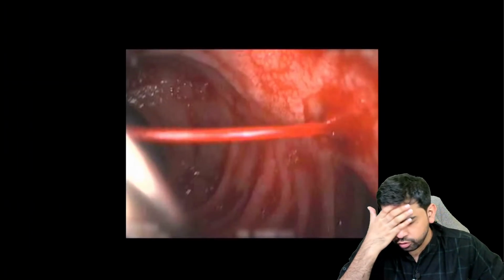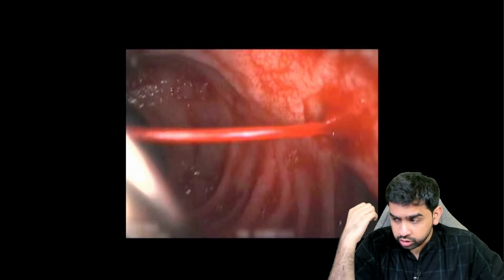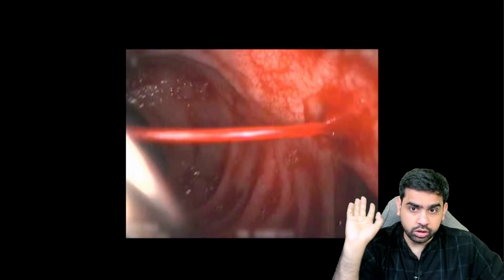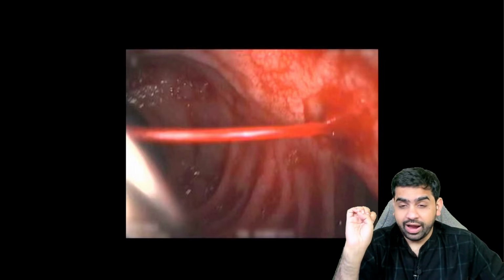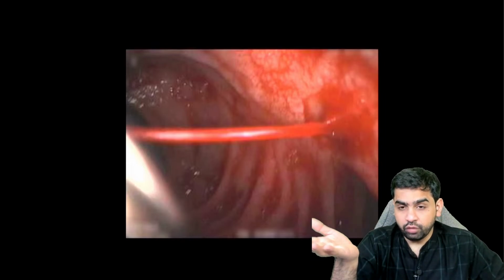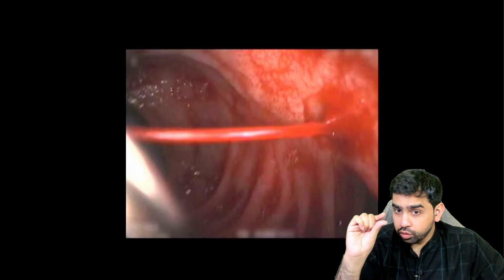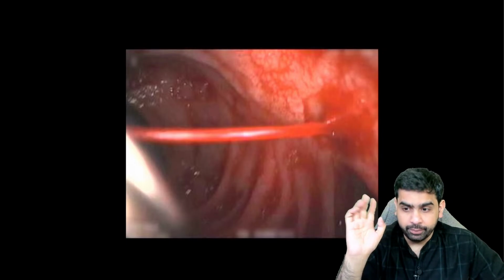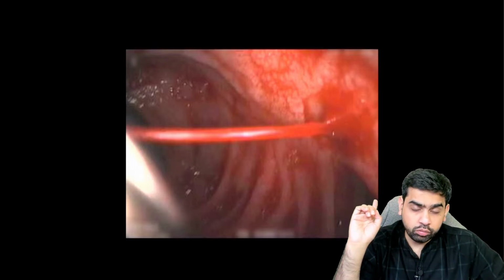Now I'll give you a clinical scenario. Very important. A patient presented with hematemesis. You did an upper GI endoscopy, and what you found was this. You expected some very nasty ulcer causing a lot of bleeding, but what you actually found was that the mucosa of the stomach was normal, and there was one particular point from where the bleeding was coming. So what is this? This is a Dieulafoy's lesion.